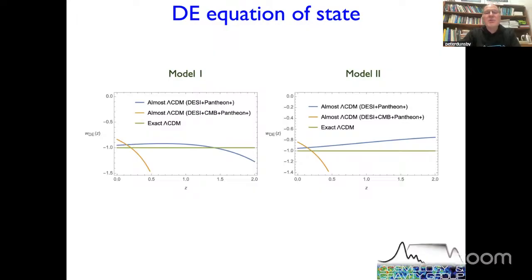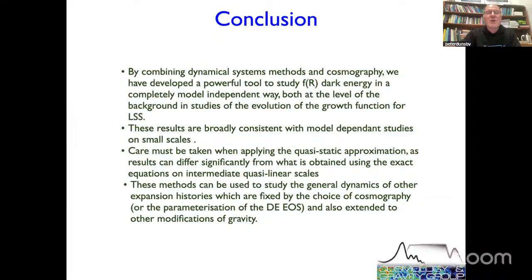Okay, so just to summarize, what we've done here is we've used dynamical systems methods and cosmography to construct what we think is a powerful tool to study F of R dark energy in a completely model independent way. And we believe this approach could be extended to a range of different modifications of general relativity, not just F of R, and indeed possibly even beyond this, to studying general dynamical dark energy models within the context of GR as well.